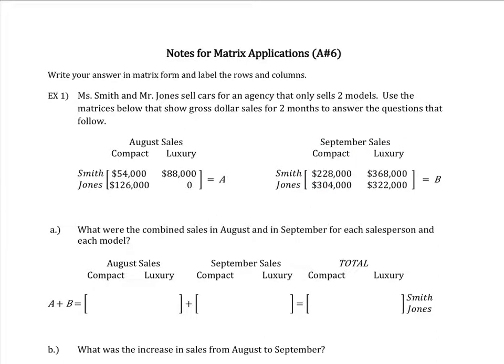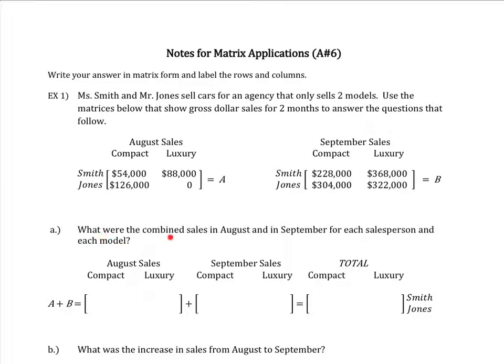And you might be wondering, why are the September sales so much higher than the August sales? Well, out there in the real world, September is generally when the new model year's vehicle is released. So you can see Miss Smith sold a lot more compact and luxury cars in September, and so did Mr. Jones. All right, so we have questions here.